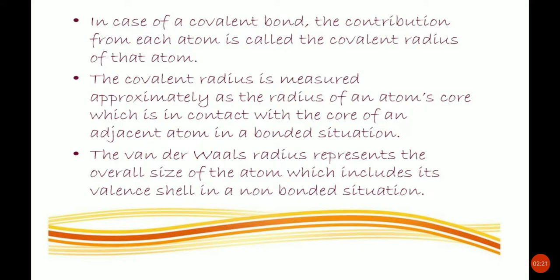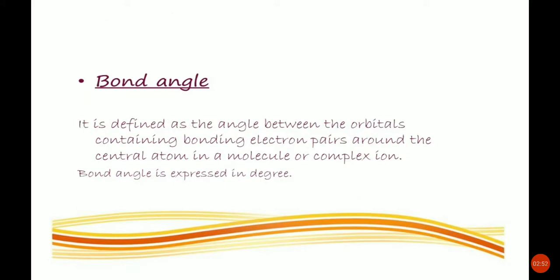So the covalent radius is measured approximately as the radius of an atom's core, which is in contact with the core of an adjacent atom in a bonded situation. The van der Waals radius represents the overall size of the atom, which includes its valence shell in a non-bonded situation. So the van der Waals radius means the overall size of the atom, which includes its valence shell in a non-bonded situation. Okay.